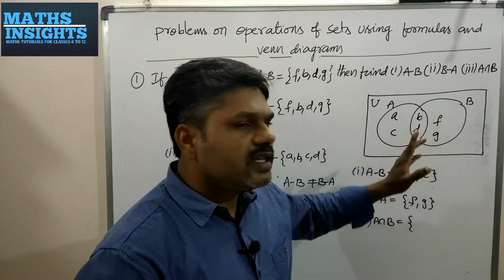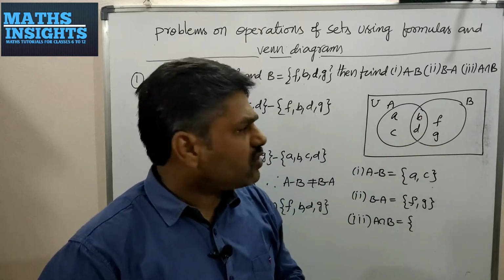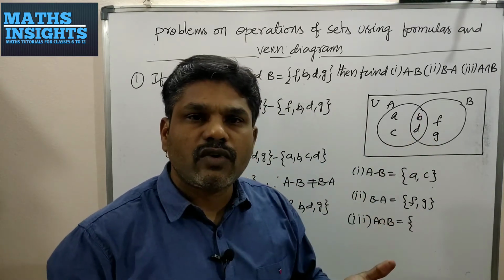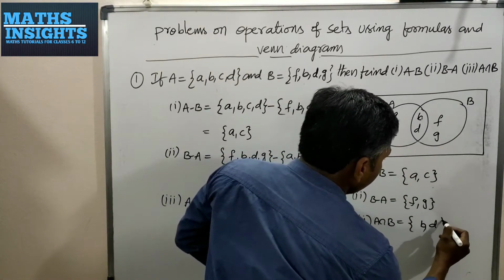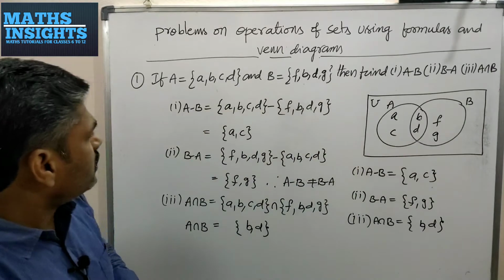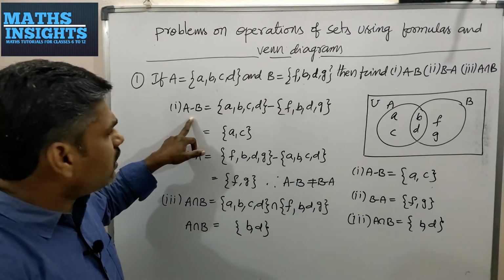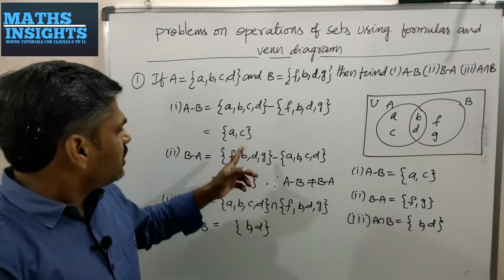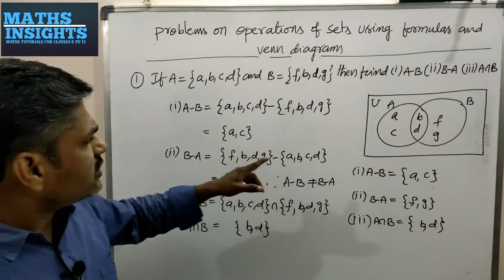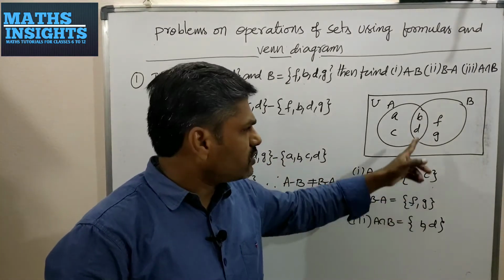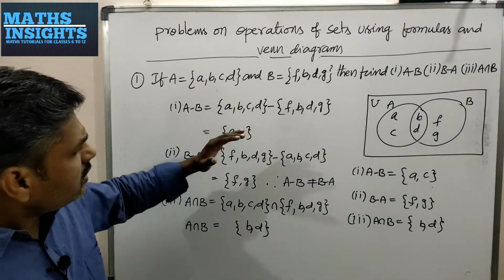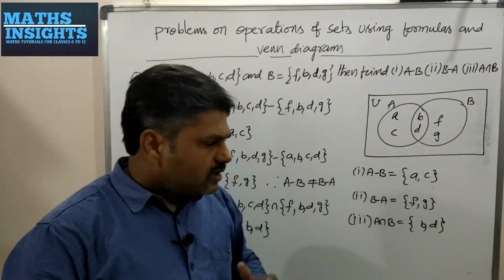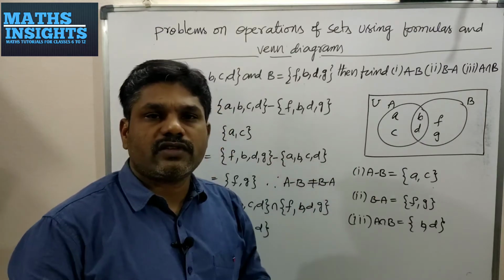See, B and D are the only two elements lying in the common area of both A and B. Therefore, I am writing B and D. And if you observe, by using the formula or otherwise, you got AC for A minus B. Here also, using Venn diagrams, you are getting A comma C. Similarly, in all these problems, you are getting the same answers both ways.